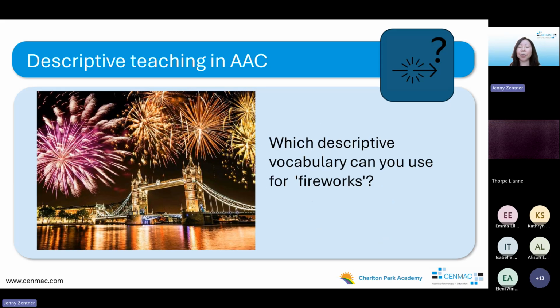Okay, over to you. Which descriptive vocabulary can you use for fireworks? Maybe you can just put down your ideas in the chat and I can call out some of these. I'm assuming you can access the chat. Yes, wow, yes, I can see them. Yes, sparkle, bright, flash, fantastic.